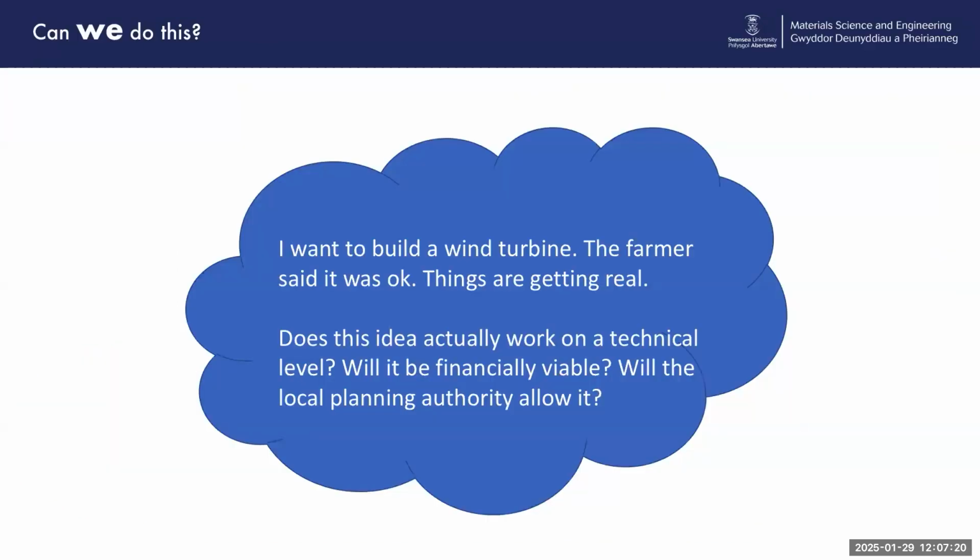And so we ask ourselves, can we do this? And I've put "we" there. I've put "we" in bold for a good reason, because we need to actually discuss who we are. So we want to build a wind turbine. The farmer said it's okay, which, large bits of land are normally owned by farmers. Things are getting real. We need to find out if this idea actually works on a technical level. And not just that, will it be financially viable? Will the local planning authority allow it?